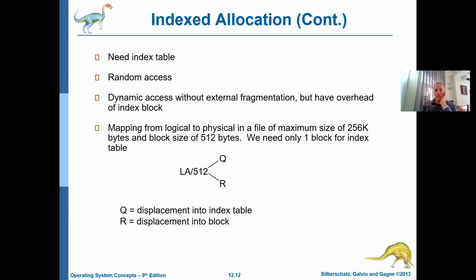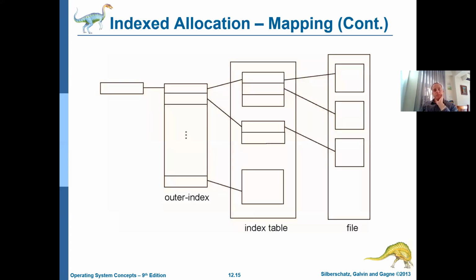Mapping from logical to physical in a file of maximum size 256K bytes and a given block size. We need one block for the index table. Correct. Now we're going to have the same issue as we did before. We're going to maybe have to have a multi-level index. Yeah, outer index and inner index.